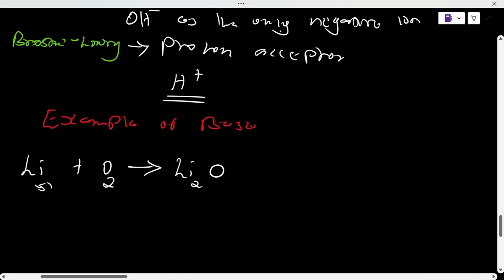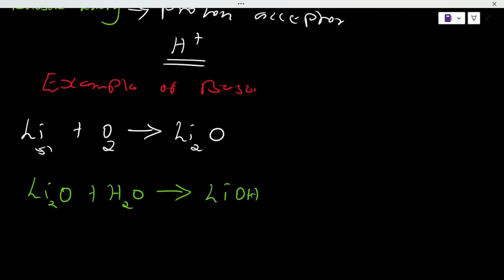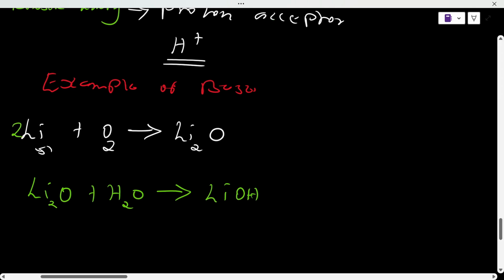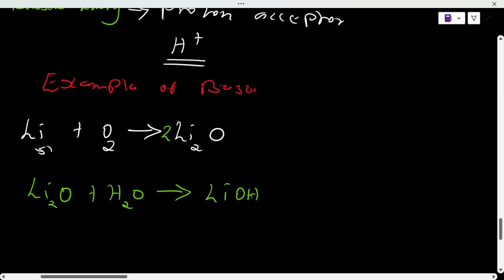When I decide now to dissolve lithium oxide in water, I'm going to have lithium oxide plus H2O. I'm going to form lithium hydroxide. Now, remember initially I balanced this by putting a 2 here. No, sorry, I can balance it by putting a 2 here to make oxygen 2, then a 4 here.